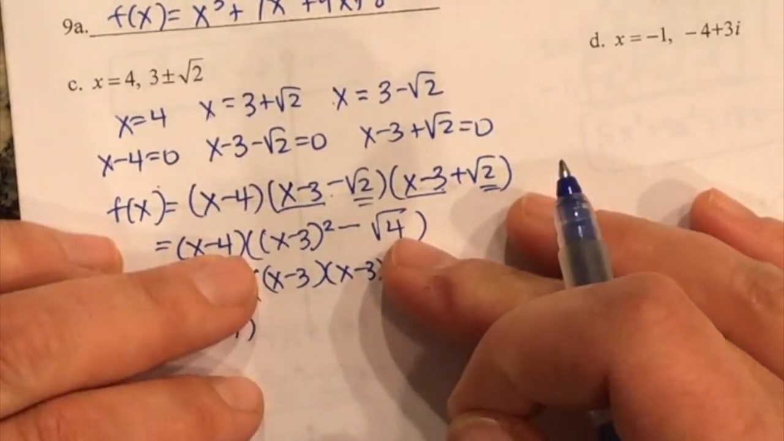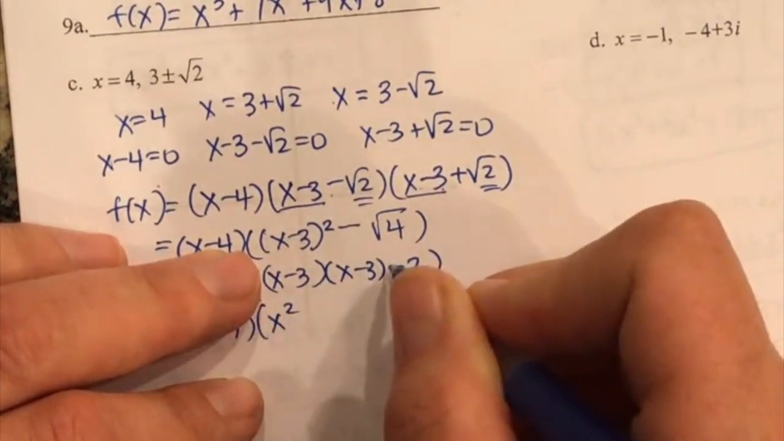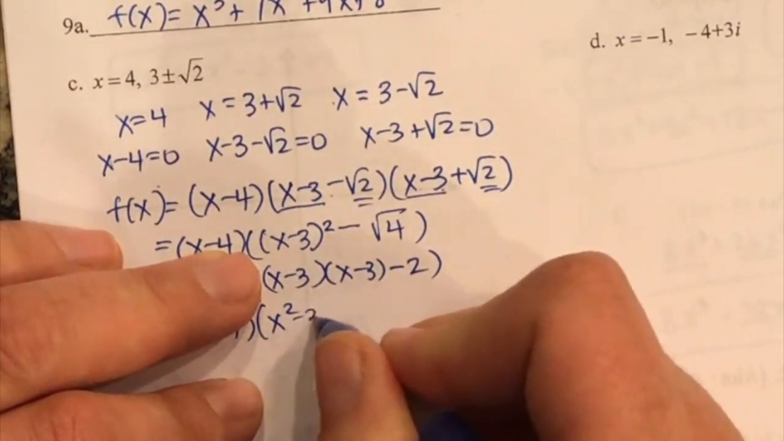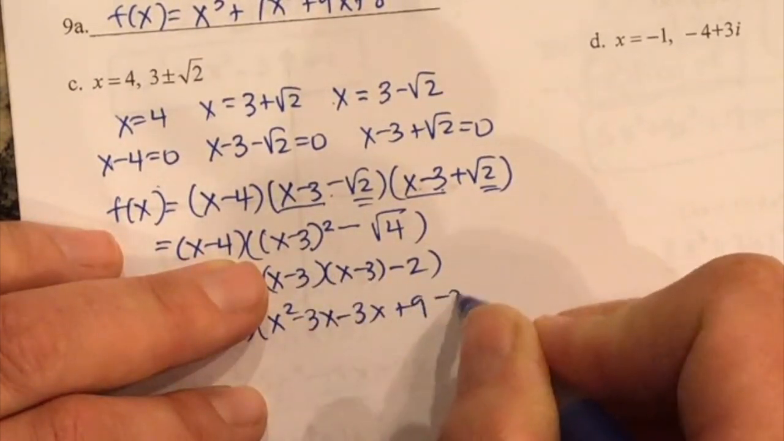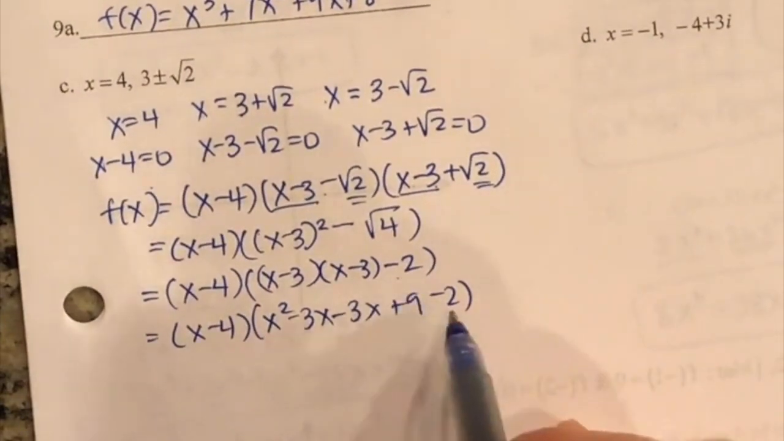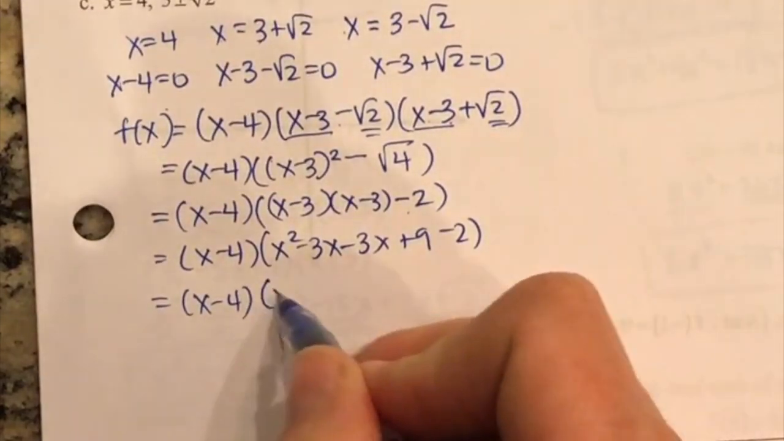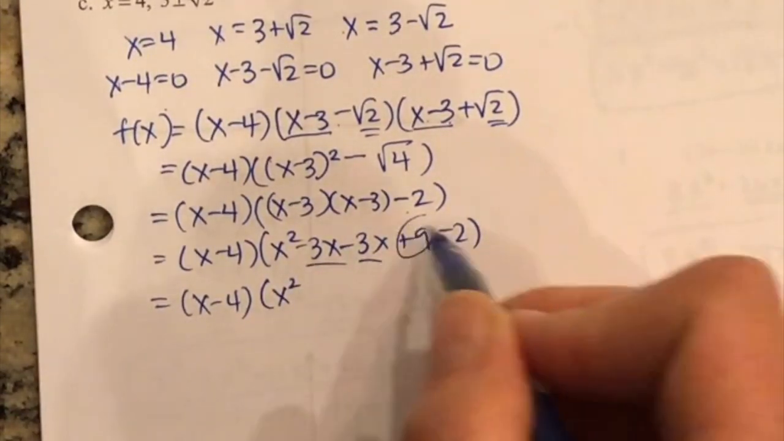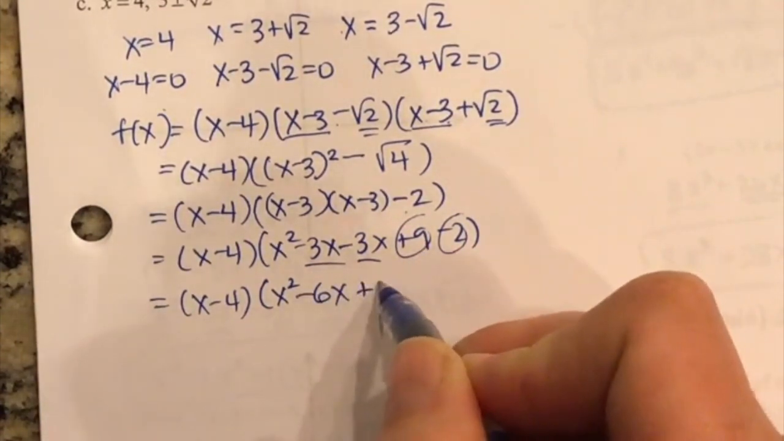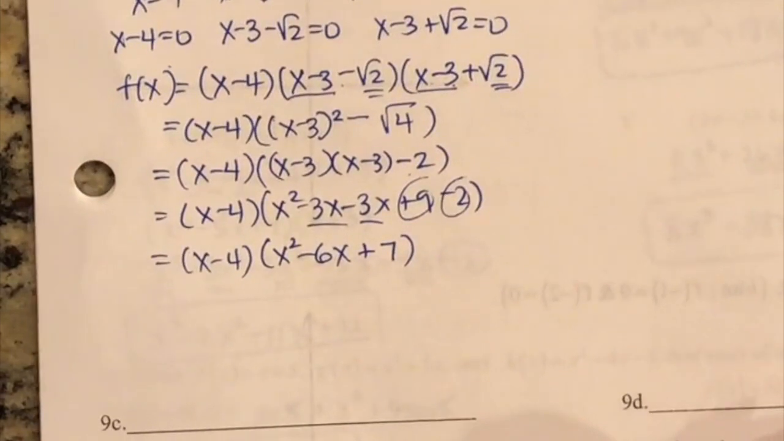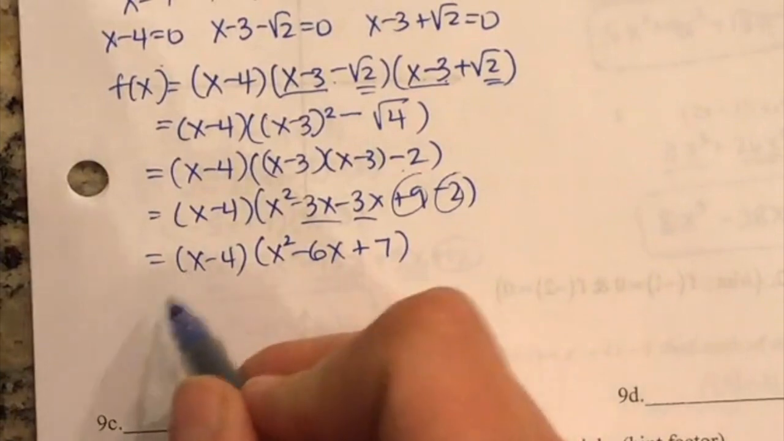Now I'm looking really at this part right here. I'm going to do x squared. That's x times x, minus 3x, plus 9 minus 2. That's that minus 2. Okay, so I get x minus 4. And here I'm going to simplify. Those guys go together. These guys go together. So this is minus 6x's and then plus 7. Great. Now I've simplified that ridiculousness, and I still get to go again right here.